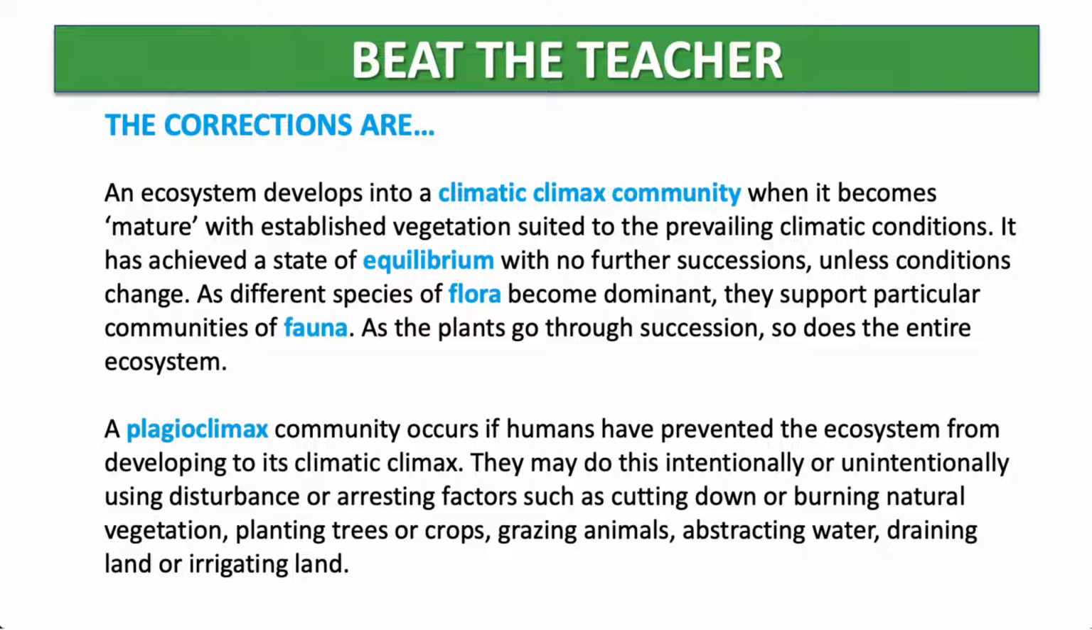In the second paragraph, where we saw climatic climax appear twice, the first one should have been plagioclimax community, which is when there are arresting factors that inhibit the progress of the ecosystem towards the climatic climax community. And we have lots of plagioclimax communities that we can see within the UK, things like the chalk downlands, and quite often if you go to national parks, they're not actually in their natural state because they've been grazed or farmed for many hundreds, if not thousands of years. So they're not actually climatic climax communities.